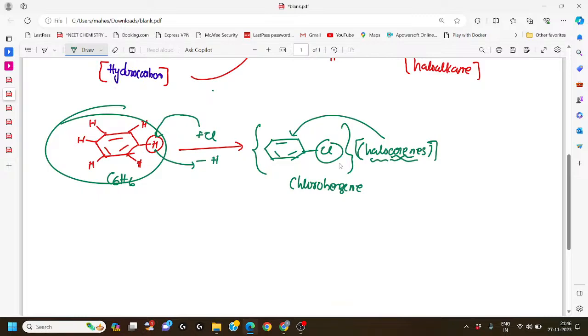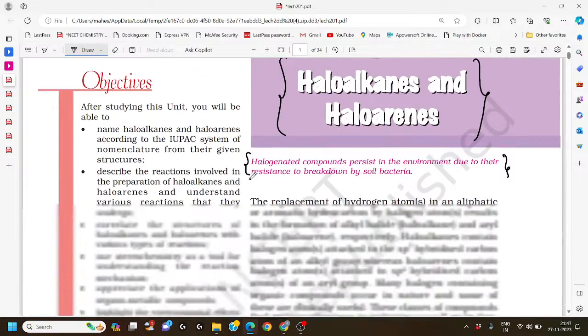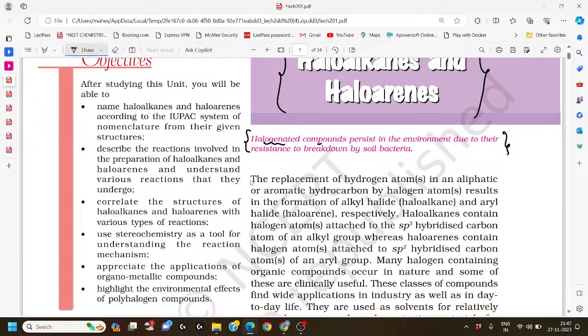Now let us try to understand what is explained in NCERT. Let us understand the first point here. The halogenated compounds persist in the environment due to their resistance to breakdown by soil bacteria. Persist means their living continues. That means the halogenated compounds live on in the environment. Why? Because these are not broken down by soil bacteria. So in this way these halogenated compounds are harmful to the environment. This statement explains that halogenated compounds contribute to environmental pollution. I hope this line is clear to you.